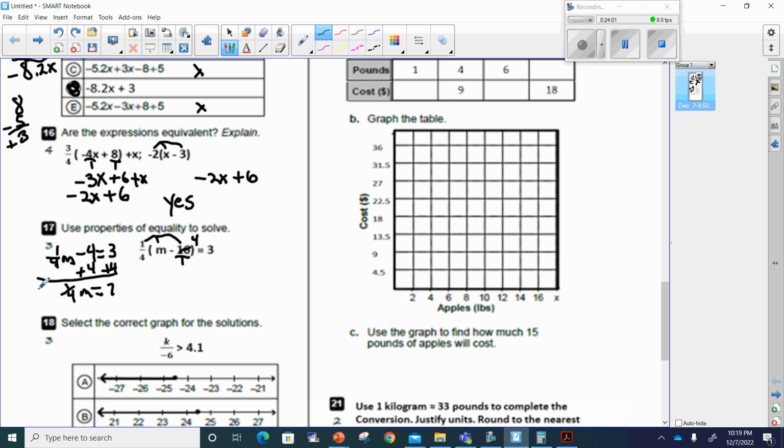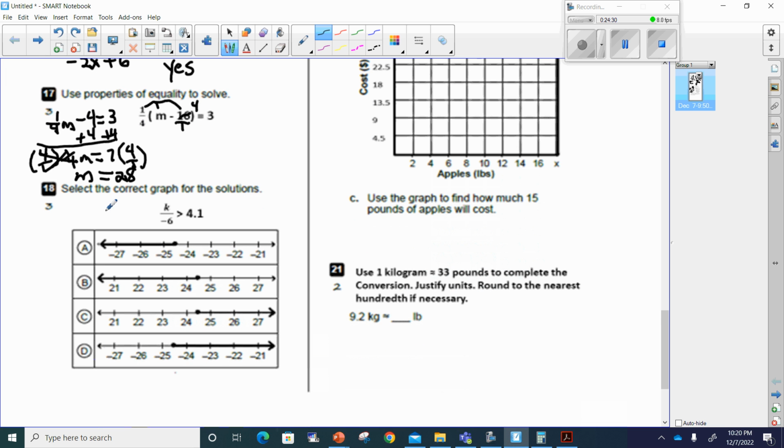Now to get rid of this 1/4, I will multiply it to its inverse, which is 4 over 1. Whatever I multiply to one side, I multiply to the other. So I'm multiplying 7 times 4. These cancel out, which leaves me m. 7 times 4, that's 28. So my answer is 28.